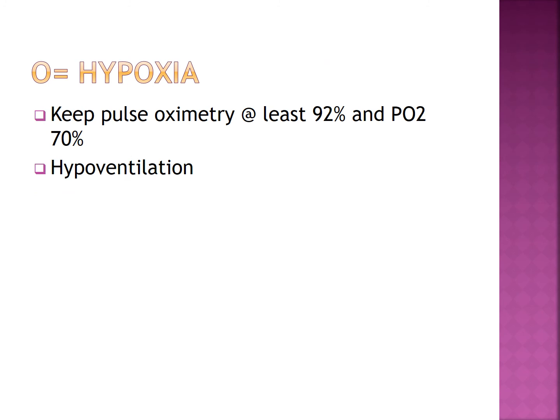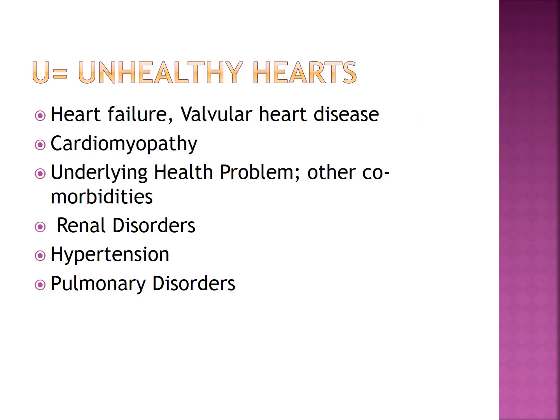O for hypoxia, right? We want to keep their pulse oximetry at least 92%, and hypoventilation. Okay, so if a patient isn't breathing very quickly, like some of our sleep apnea patients, or if they've had opiates, for instance, they can retain CO2 and become hypoxic. Unhealthy hearts, okay? Heart failure, valvular disease, cardiomyopathy, renal disorders, right? What does that do to your potassium levels? Hypertension, pulmonary disorders, okay? Any other comorbidity like diabetes. Ooh, we know that's one of the huge ones in this population.